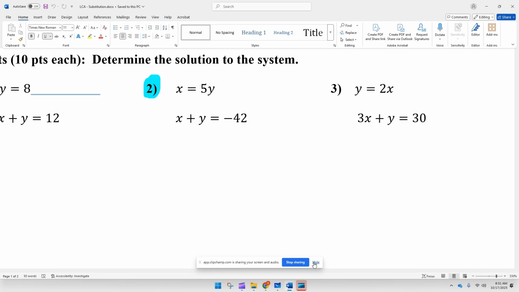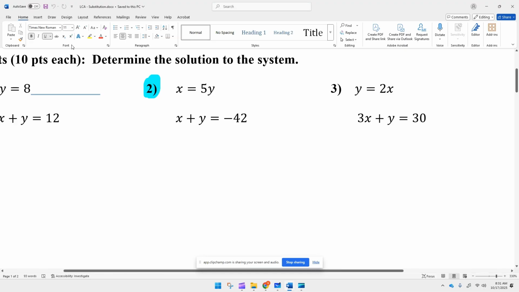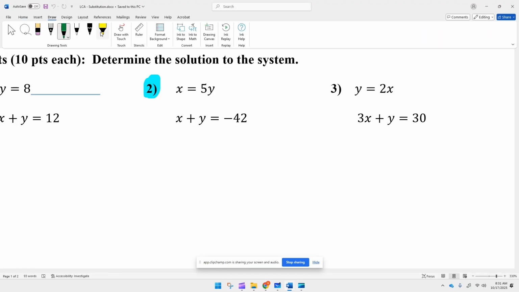In this video, I'm going to go over some of the questions on the lights, camera, action. I'm going to explain how I got the answers. All right, so I'm starting off with number 2. If you notice, we have 2 equations. You can think of these 2 equations as 2 teams.